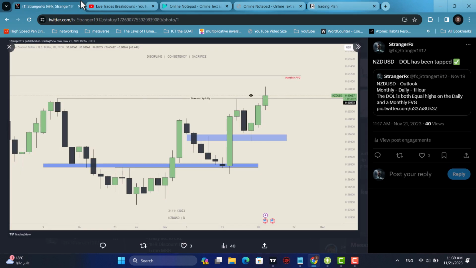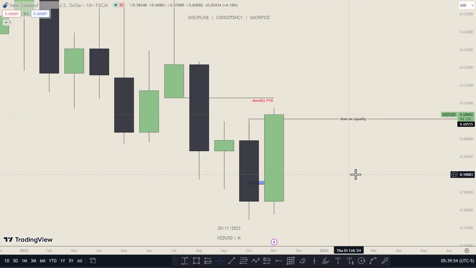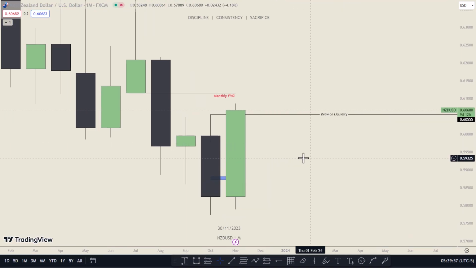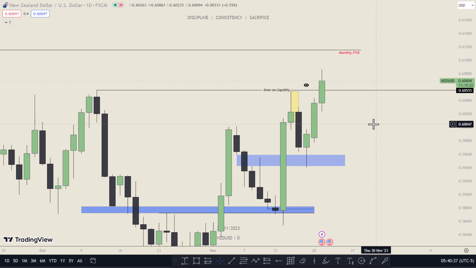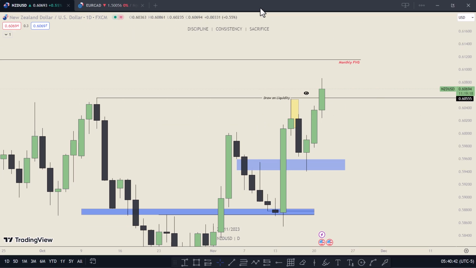And let's head into the chart. So here's the monthly chart, right? Again, the New Zealand dollar against the US dollar. So if you want to follow me, here is that fair value gap right here. So I was looking for a move to balance at least 50% of it. And as you can see, it happened. And now if we go to the daily chart and start using our strategy, right?